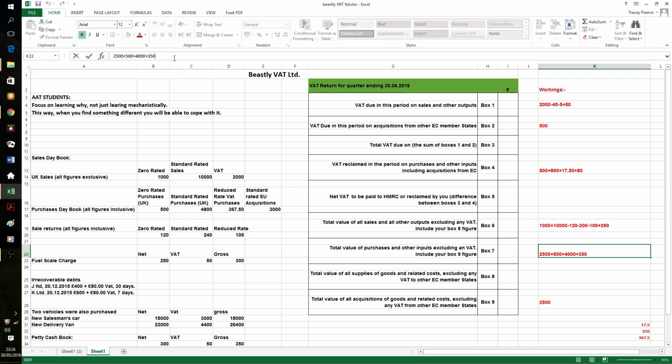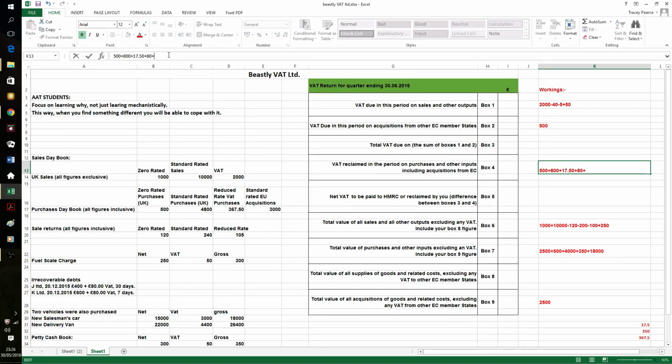So even though we're not going to claim the VAT back on it at the moment, we need to put it in there. It is an input of sorts. And we're going to claim back the VAT a different way. A new delivery van, though, we can claim that VAT back directly.